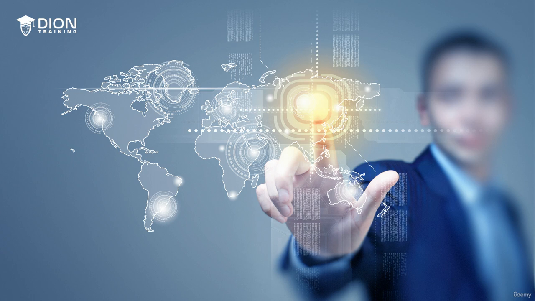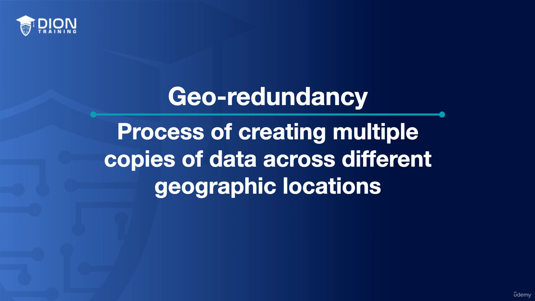Second, we have geo-redundancy. Now, we just talked about how Amazon Web Services has multiple regions around the world, and each region has multiple availability zones. Well, if I wanted to ensure that our global staff could always reach our data with the fastest possible connection speed, then I would need to ensure that I'm using geo-redundancy to achieve that. Geo-redundancy refers to the process of creating multiple copies of data across different geographic regions to ensure that the data is available in the event of failure or outage in one location.